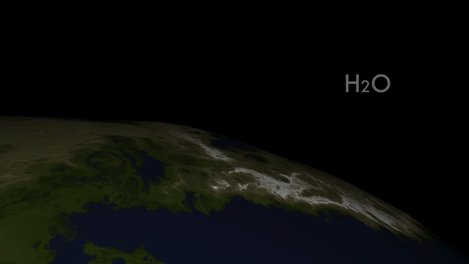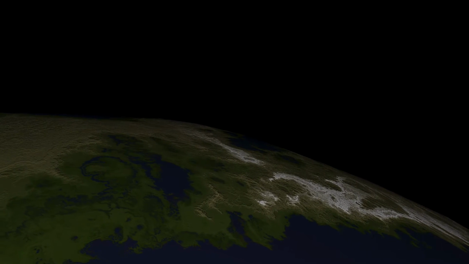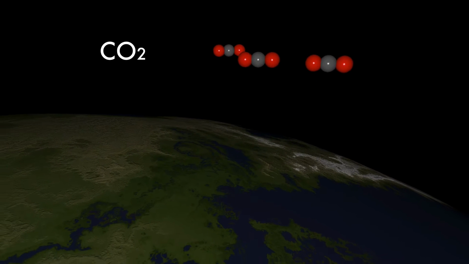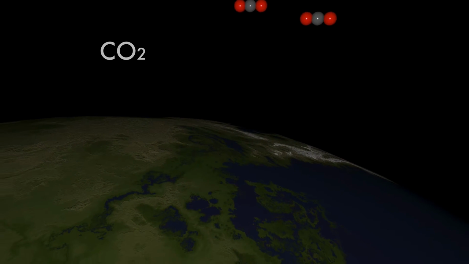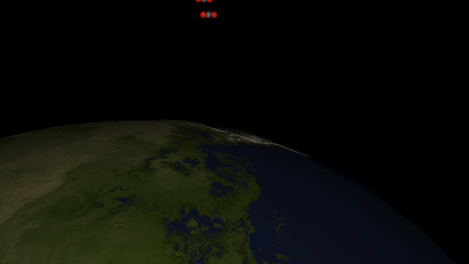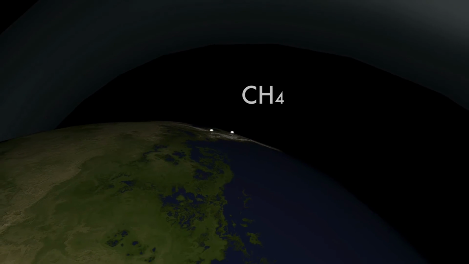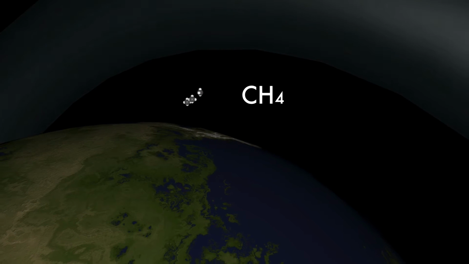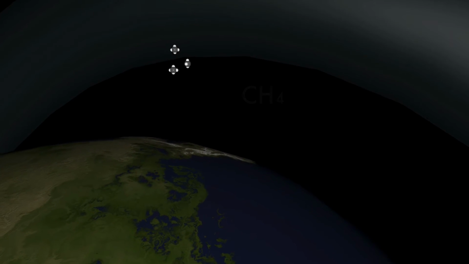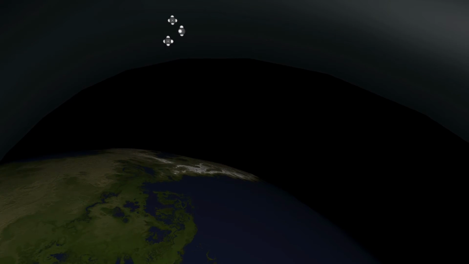The second most common one is carbon dioxide, which is a waste product of the respiration of organisms and combustion of fossil fuels and wood and such things. The third common one is methane, which is released from pockets or cracks in our bedrock and from agriculture.